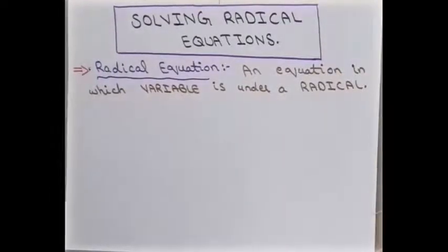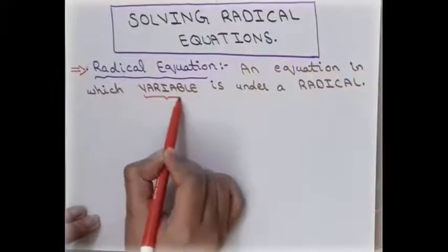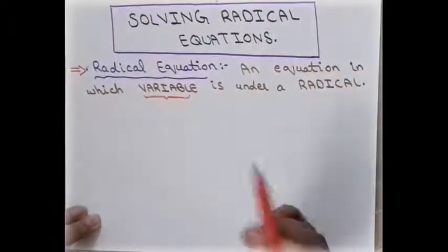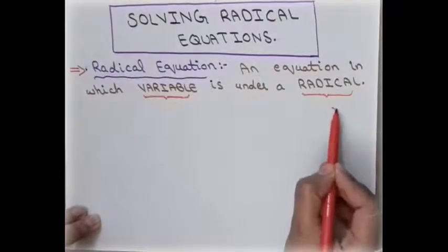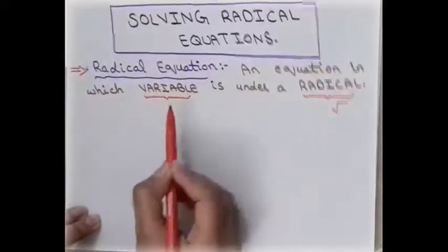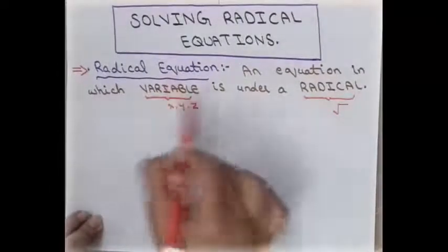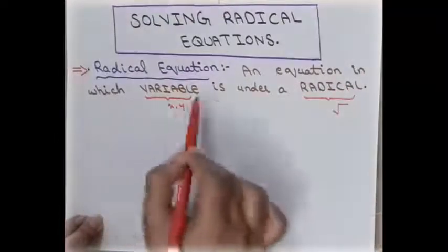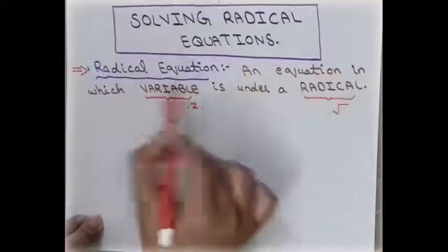So the first question that arises in our mind is: what is a radical equation? Basically, it is an equation in which a variable, which is x, y, or z, is under a radical sign, meaning under the root sign. So an equation in which any variable is under a radical is called a radical equation.